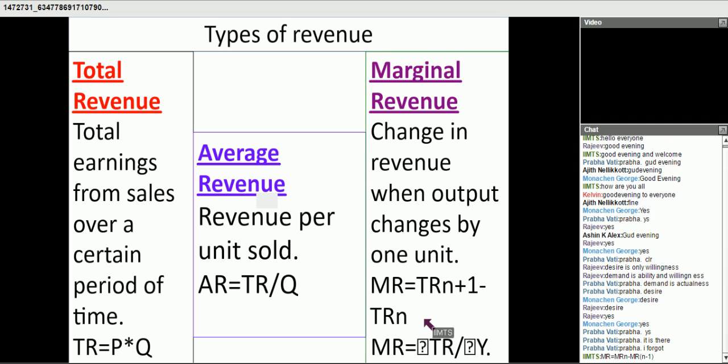Okay, so we can also represent it like this: marginal revenue of n units minus the marginal revenue of n minus 1 unit. Okay, like this n may be 9 and this n minus 1 will be 8. So the difference between the revenue of the 9th and the 8th unit, that will be the marginal revenue for a particular unit.